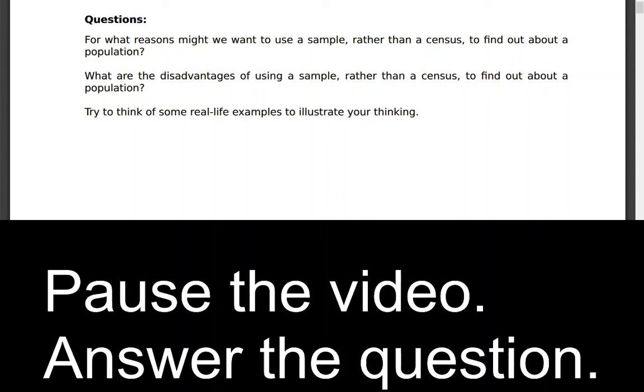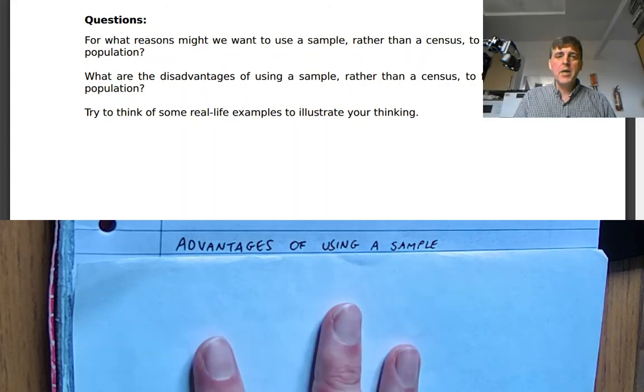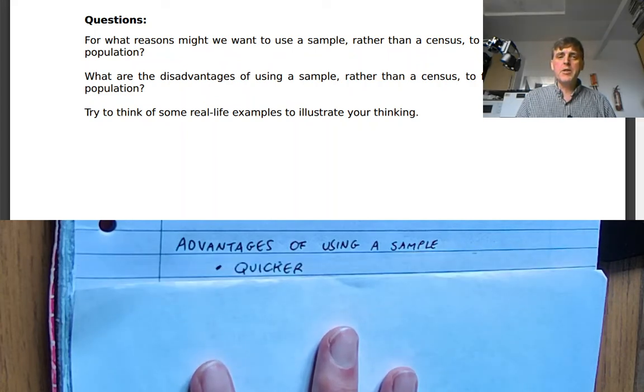Okay, so hopefully you've had a good amount of time to think about this. I'm just going to go through some of the things you might have written down here. So I've written some on my paper here. Advantages of using a sample. Well, you could have said it's just quicker. And I'm not necessarily talking about quicker to analyze there. I'm talking about quicker to collect the data itself. So, you're not collecting as much data, therefore it's going to be quicker to do.